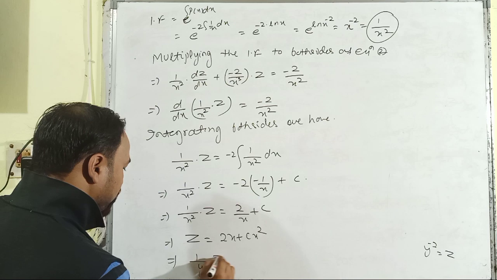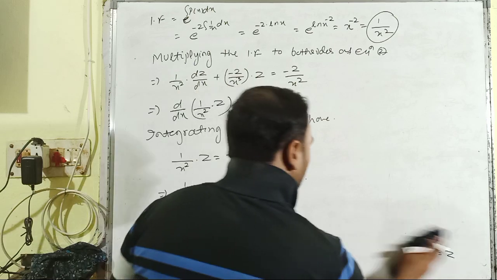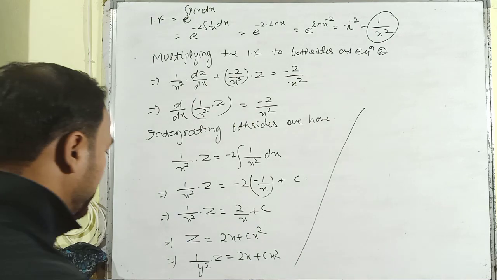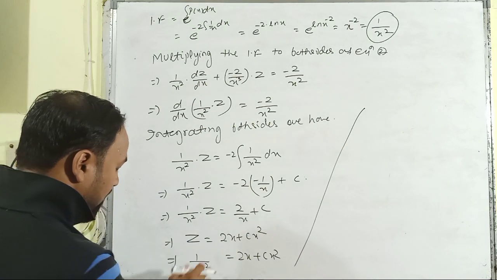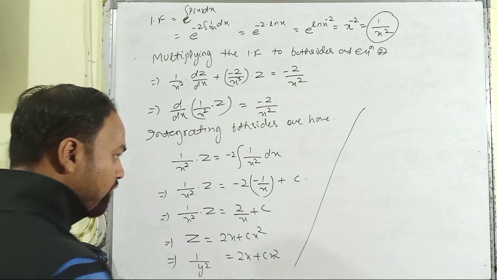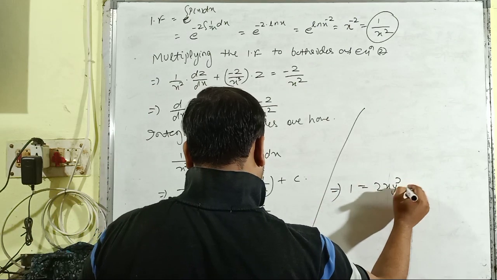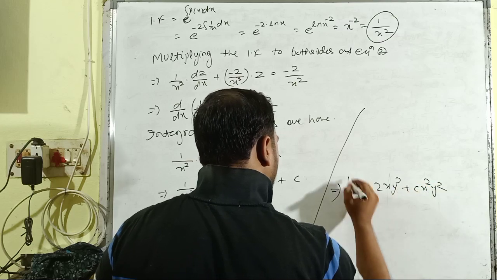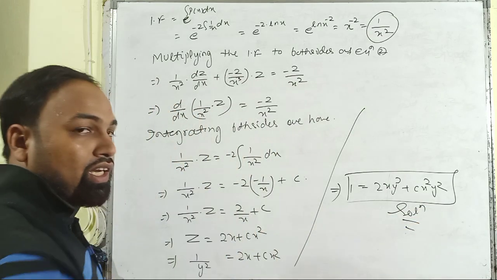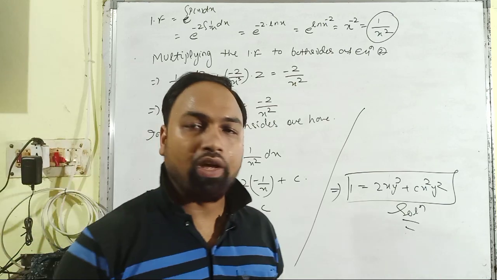That means 1/y^2 is equal to 2x + cx^2. But we have to reach the final step of this problem, the solution of the problem. So the value of z is 1/y^2. Just carrying this y^2 towards the right hand side, we can find our answer. It is 1 = 2x y^2 + cx^2 y^2, and this is our final step. So this is the solution of the given differential equation, which is in the form of a Bernoulli equation. So it is all about the problem number 2 based upon the Bernoulli equation.